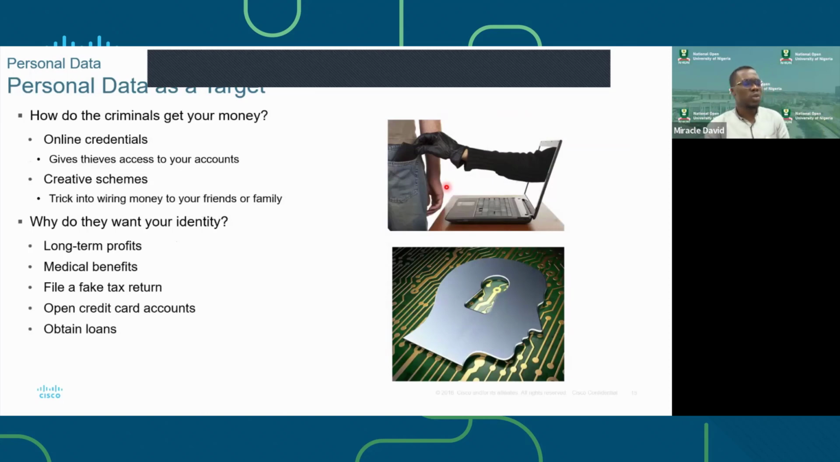So what makes your personal data a target to threat actors, bad actors, or whatever names they call them? We are actually used to hackers and all of that. What makes it interesting? Your online credentials, that's your username and your password, whether it's logging into your bank, your insurance company, or anything that has to do with financial records. It gives thieves access to your account. They can also trick you into wiring money to your friends or family. That has to do with phishing, email scams, business email scams, and the rest.